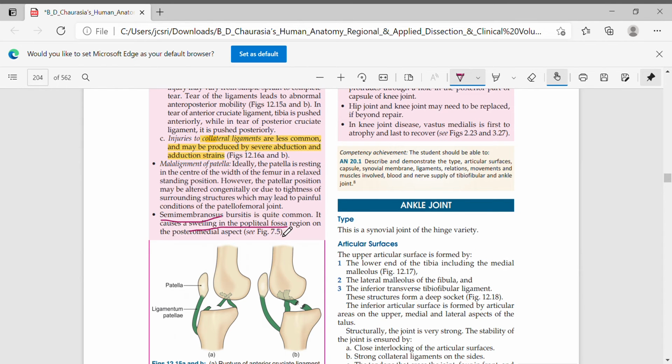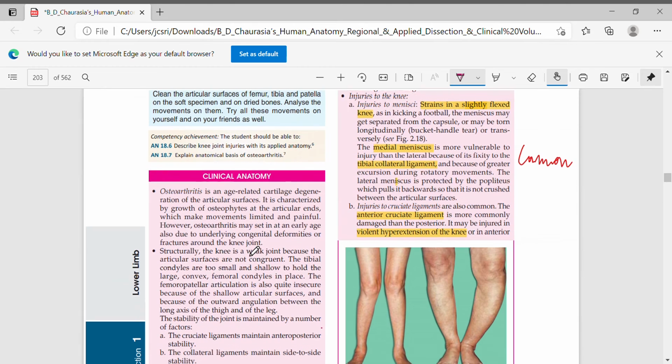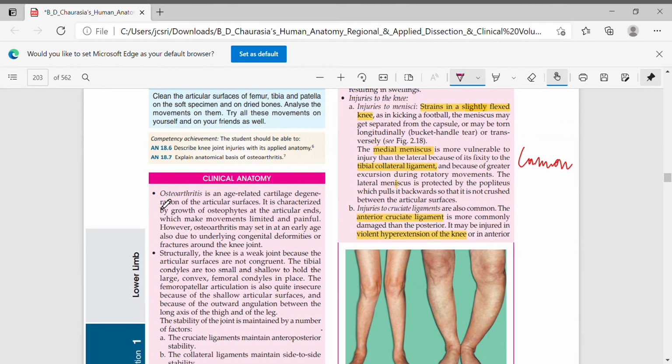So next we have osteoarthritis. It is very common in old age people, age related. The articular surface of cartilage will get degenerated, and there will be a growth of osteophytes. That growth you can see very well in the case of severe osteoarthritis.